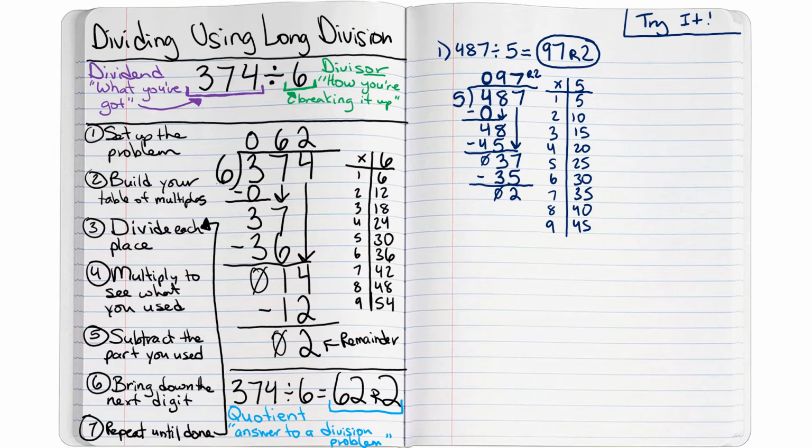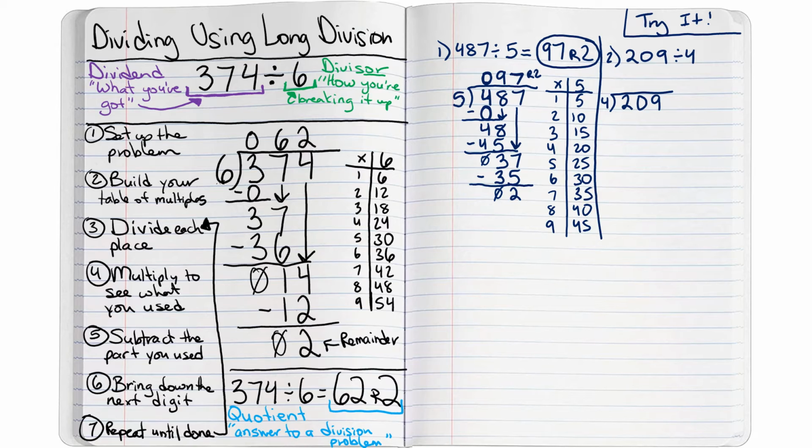Now, in order to show my next problem, I'm going to be sneaky. I'm just going to draw a line. And I'm ready to set up problem 2. For problem 2, we're going to do 209 divided by 4. We wrote the problem. Now let's set it up. I'm going to skip a couple lines and write 209 divided by 4.